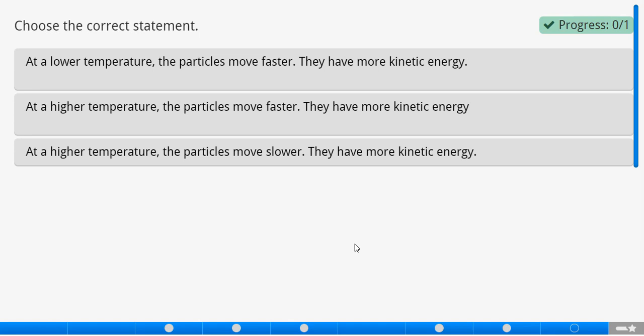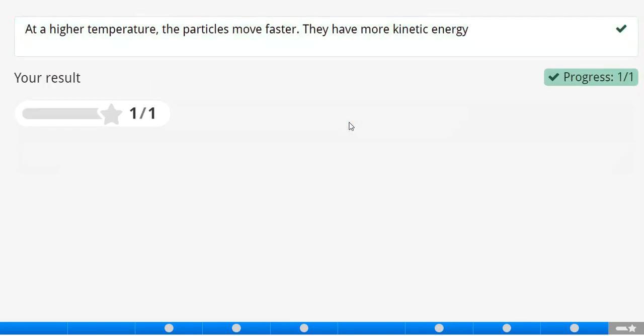At a higher temperature, the particles move faster. They have more kinetic energy. This statement is correct, due to the kinetic model of particles and atoms. Let's look at the third statement before we go. At a higher temperature, the particles move slower. That is not true. And we also say that they have more kinetic energy. That is false. So let's pick the second statement and check for the correct statement. That is correct. So with this, we've come to the end of this session.